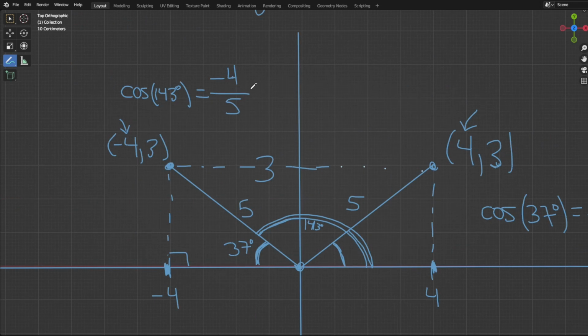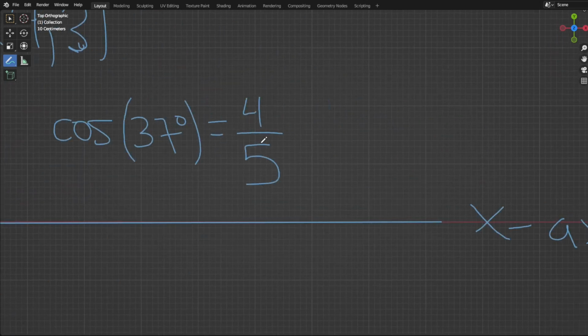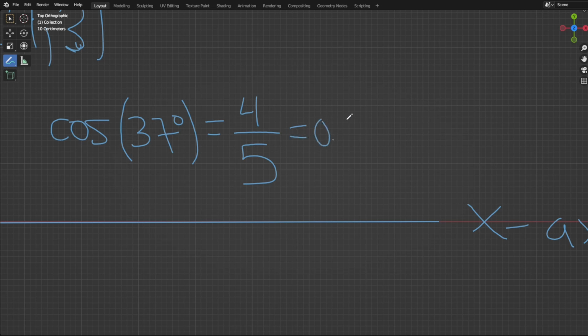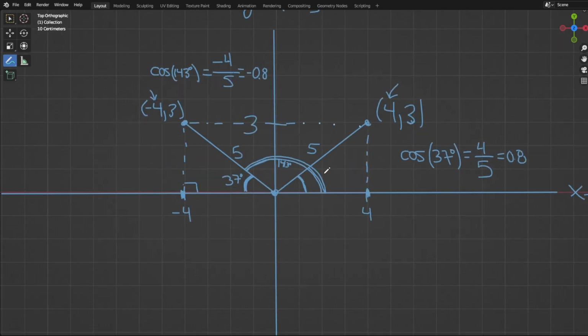So then the cosine of 143 is equal to the negative value of 0.8, and this one's equal to 0.8. It kind of makes sense since they're kind of the mirrored versions of this coordinate across the y-axis, but the angle isn't really mirrored. The angle is 143. It's the big angle.